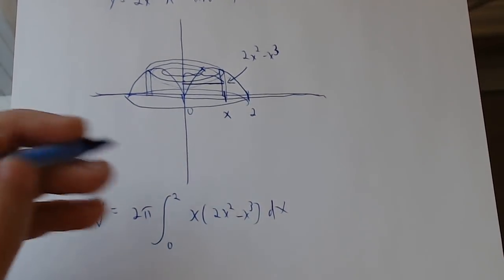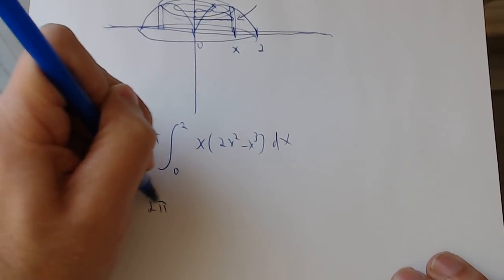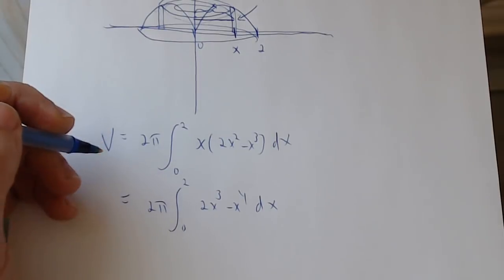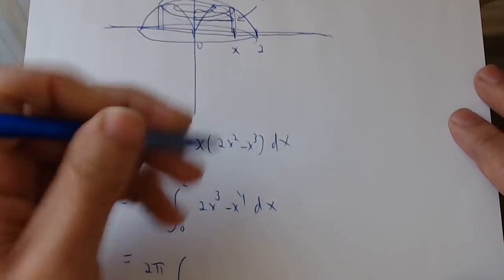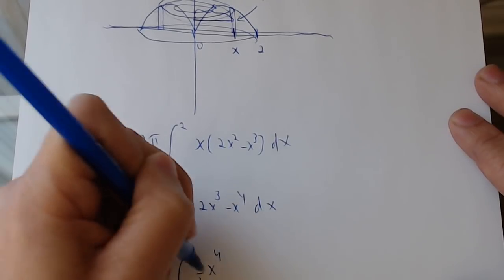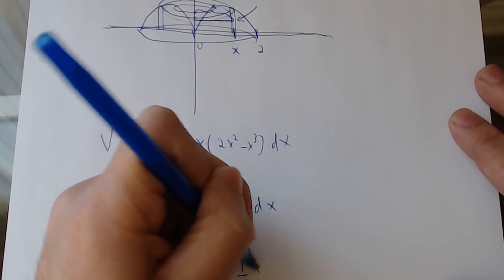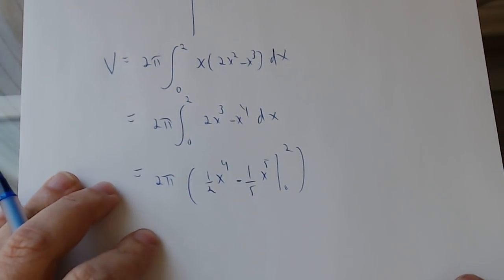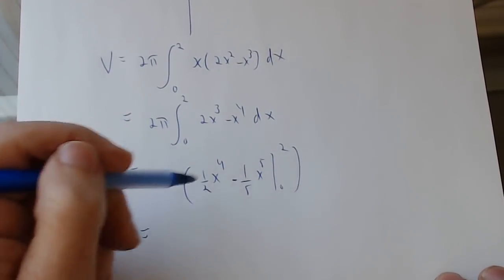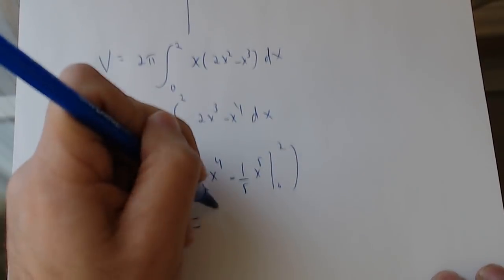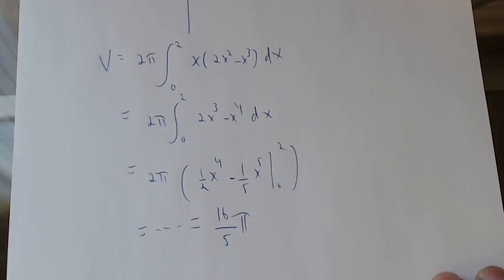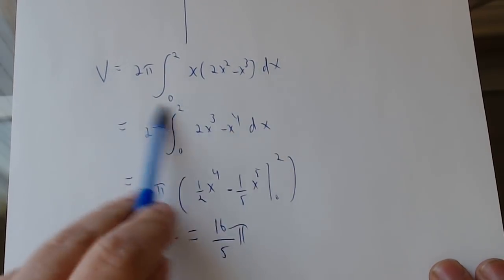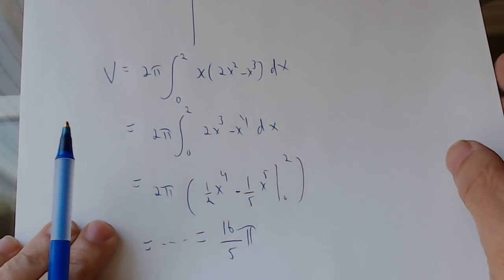So there you have it. Let's simplify this and solve it. So it'll be the integral of 2x cubed minus x to the fourth dx. Now I can integrate this, which gives me 1 half x to the fourth minus 1 fifth x to the fifth from 0 to 2. And when you plug in 2, I'll just give you the answer here. From this point on, I'm sure you guys are pretty good with it. You should get 16 over 5 pi. So spend some time to simplify this, but that's what you should get. The key here is using the shell method. So hopefully this is actually not that bad.